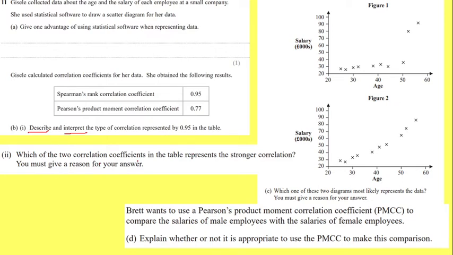Yeah, which of the two correlation coefficients in the table best represents a stronger correlation? I'd say Spearman's represents stronger correlation because it's closest to 1. I'd use those exact words.